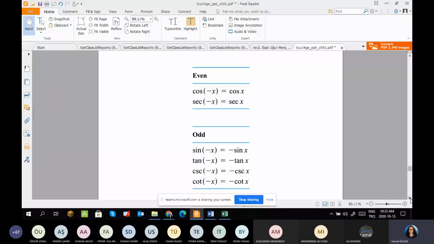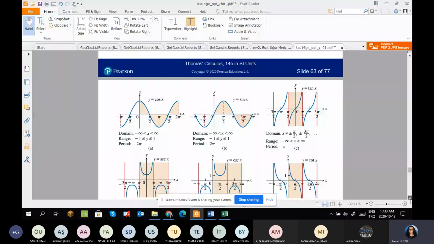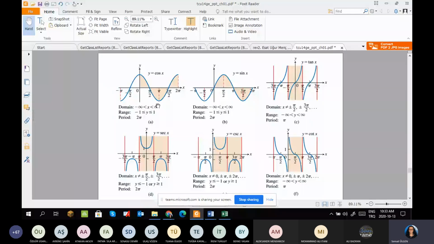Okay, these are the graphs of cosine and sine, and we did this before, and this is more clear. For example, the domain of cosine is everything, and the range is between -1 and 1. The period is 2 pi. This is the one wave that I meant. This is one wave for sine. And this is one wave for tangent.